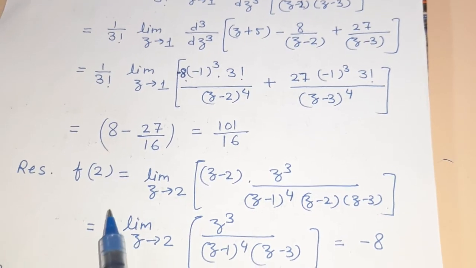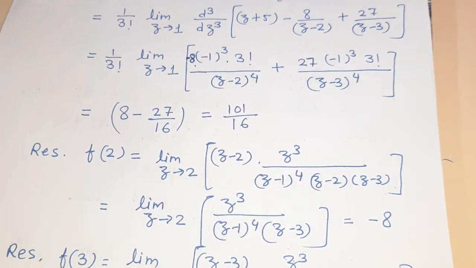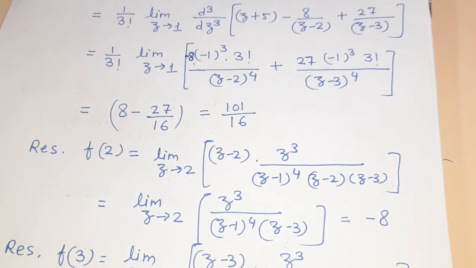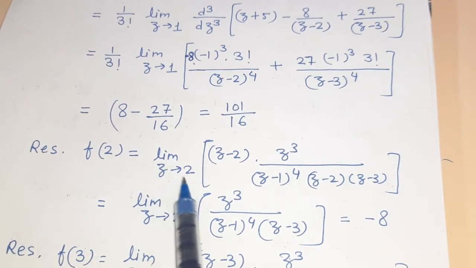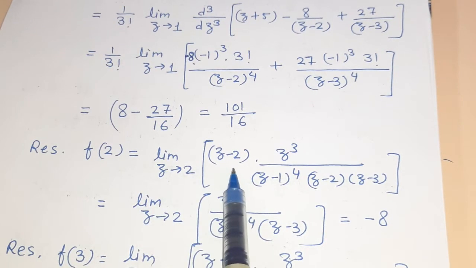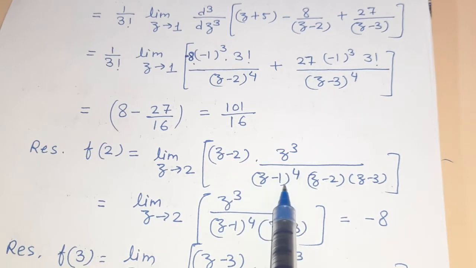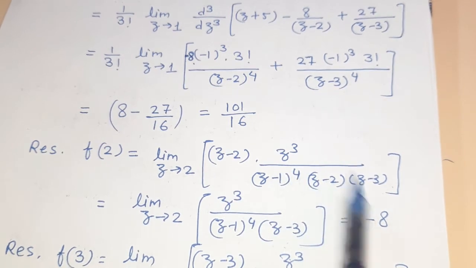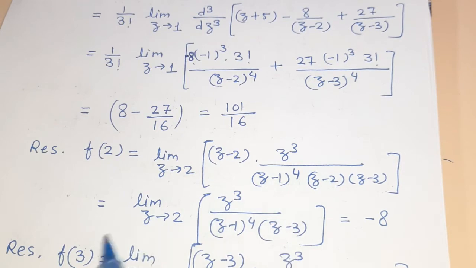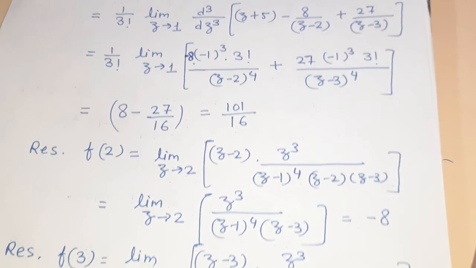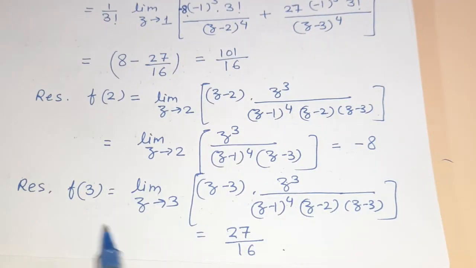So here we are getting a simple pole, so we apply the formula for residue at a simple pole. Limit z tends to 2, (z minus 2) times z cube by (z minus 1) to the power 4, (z minus 2), (z minus 3). These two factors will cancel each other and we apply the limit. After putting z equal to 2 here, we will get minus 8. And the same we do in the next term.